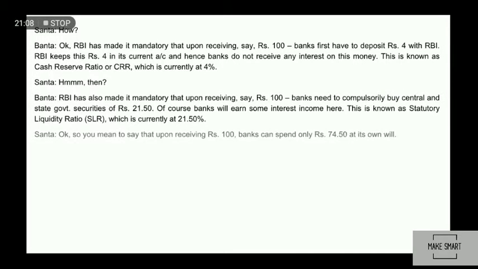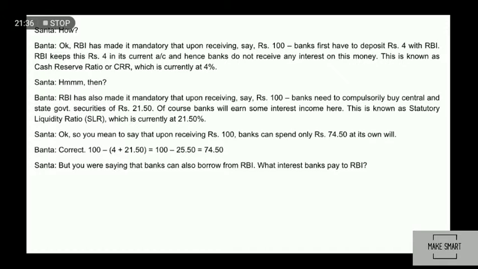After that, Santa said, okay, so you mean to say that upon receiving 100 rupees bank can spend 74.50 at its own will? Yes. Now you can calculate, subtract from 100 rupees 4 and 21.50, the amount left is 74.50. So Banta says correct, now 74.50 is left.